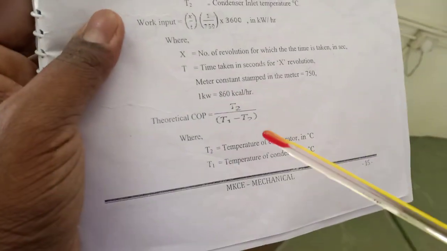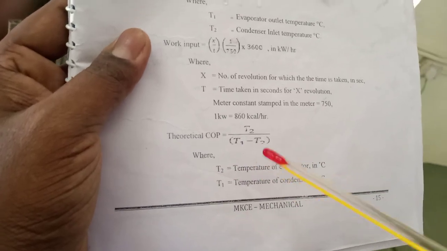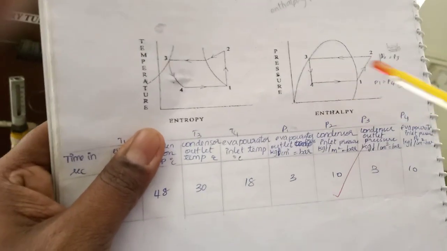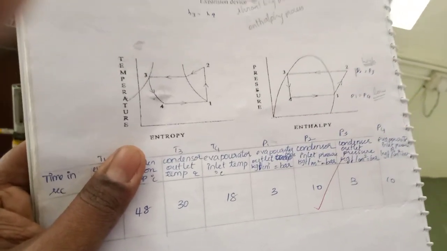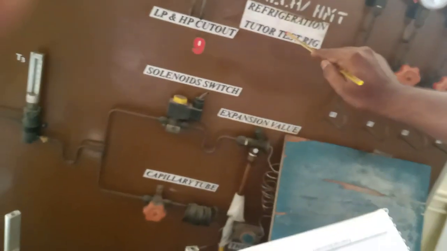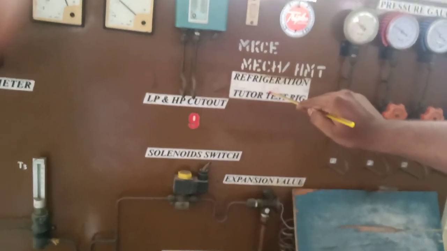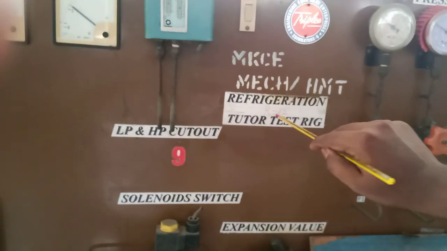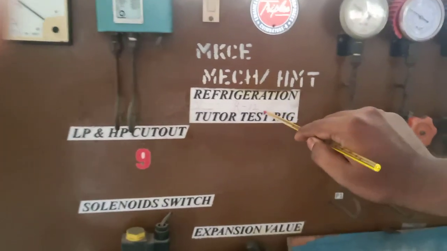With the help of the refrigerant chart, we can find the theoretical COP from the p-h chart. The refrigerant table will provide the values for this p-h chart. The refrigerant which is flowing is R12, so we need to take an R12 chart for calculating the p-h values.